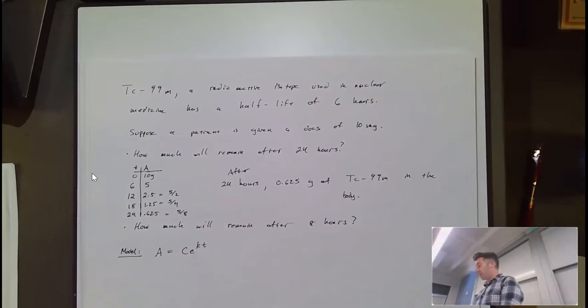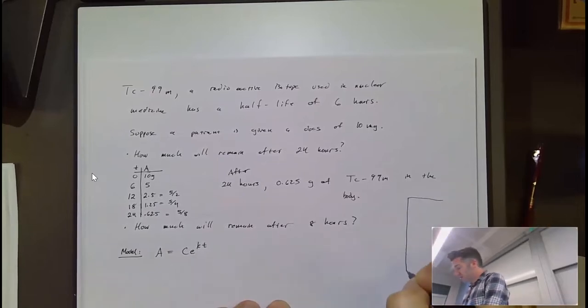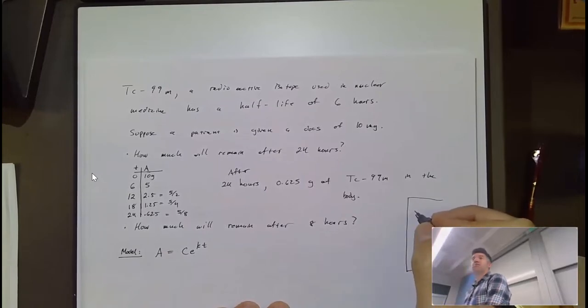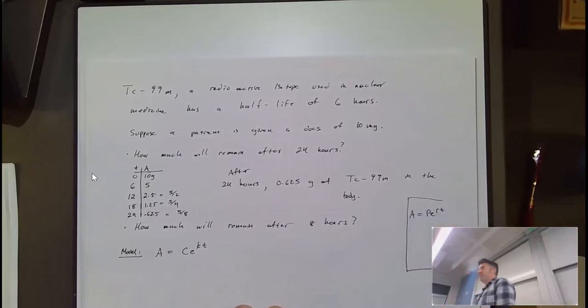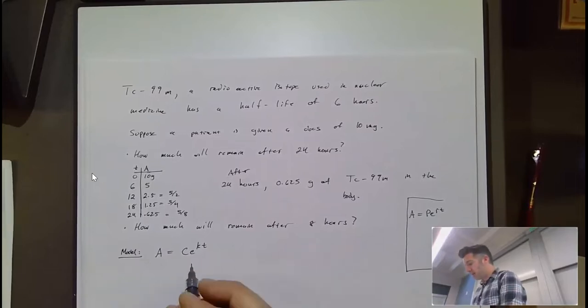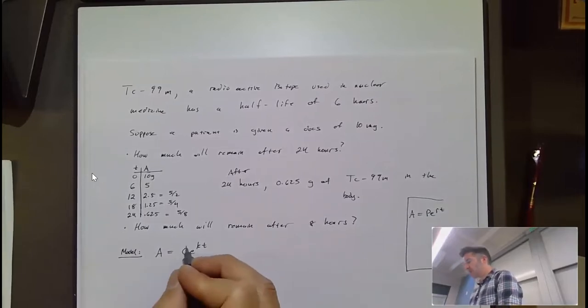Like if you're talking about interest compounded continuously, A equals P e to the RT, right? That's the same formula, just using different letters. So here, what's our C value going to be?